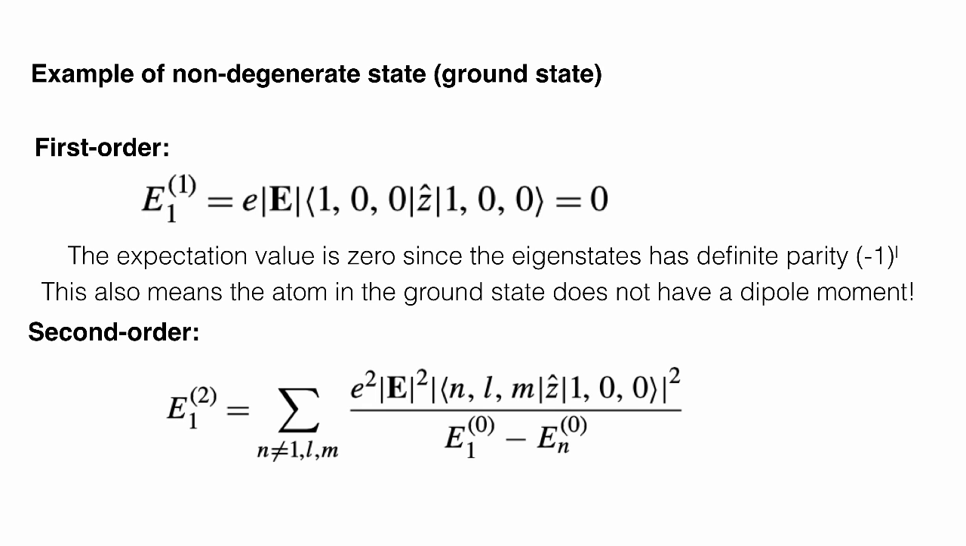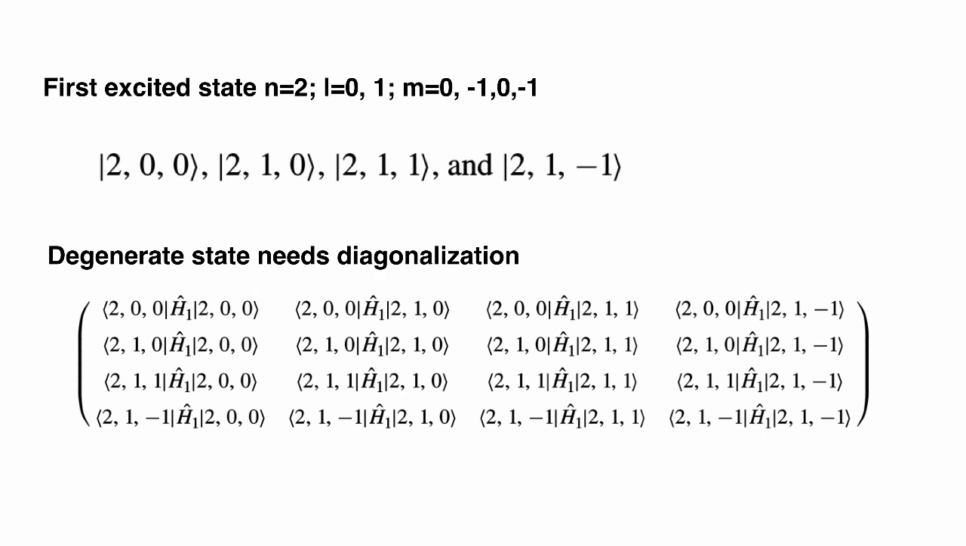Now, what's really exciting to do is to look at the degenerate state. And so we are going to do a degenerate state. We're going to use the first excited state with principal quantum number n equal 2. We know that we have a number of states there. We have l equals 0 and l equal 1. And then when l equals 0, m can only be equal to 0. When l equal 1, m can be equal to -1, 0 or +1.